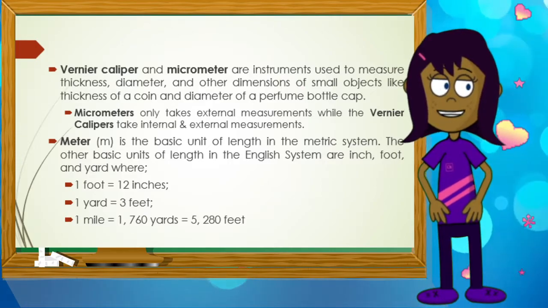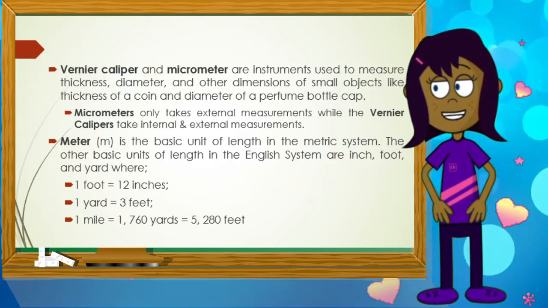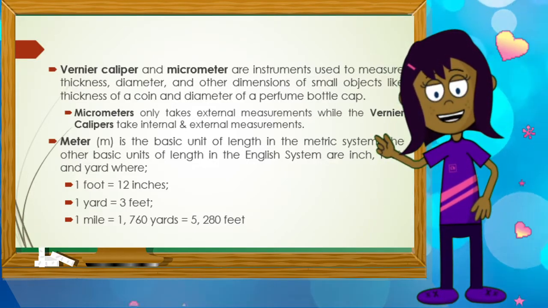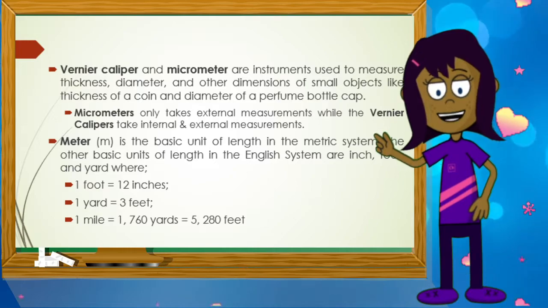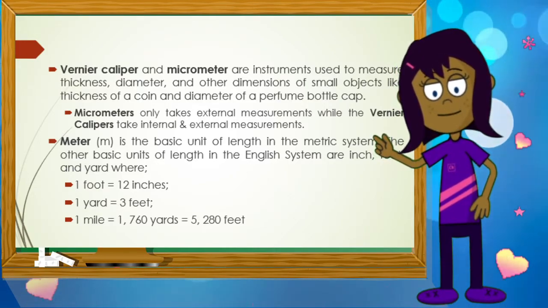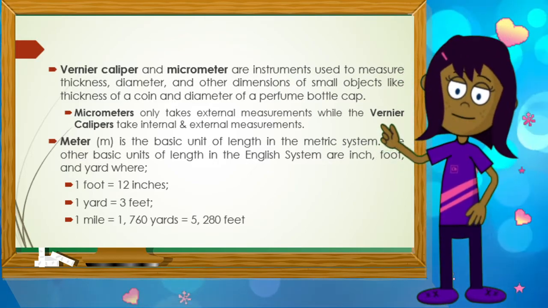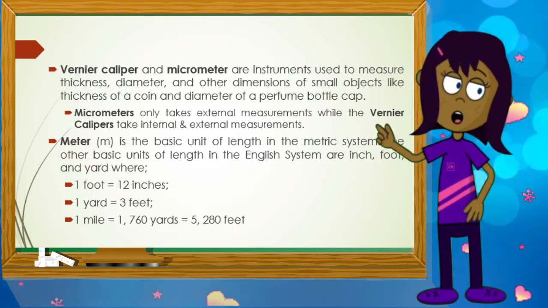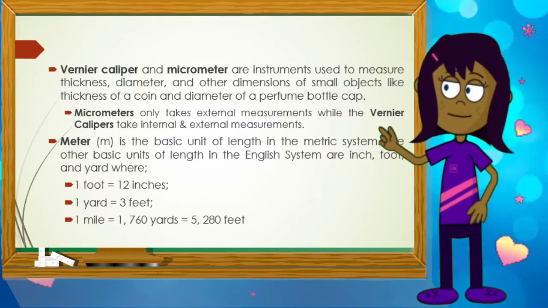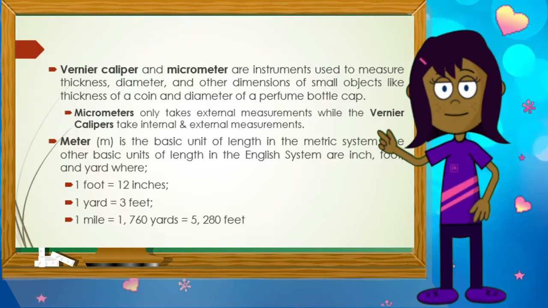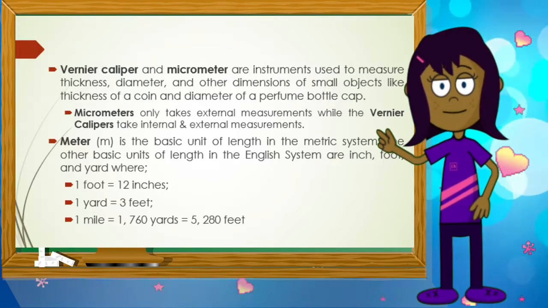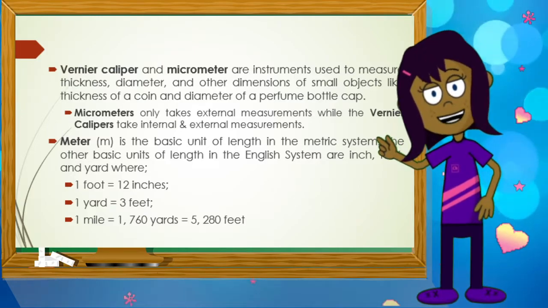So meter, which is symbolized by M or represented by the small letter m, is the basic unit of length in the metric system. The other basic units of length in the English system are inch, foot, and yard, where 1 foot is equal to 12 inches, 1 yard is equal to 3 feet, 1 mile is equal to 1,760 yards, which is also equal to 5,280 feet.